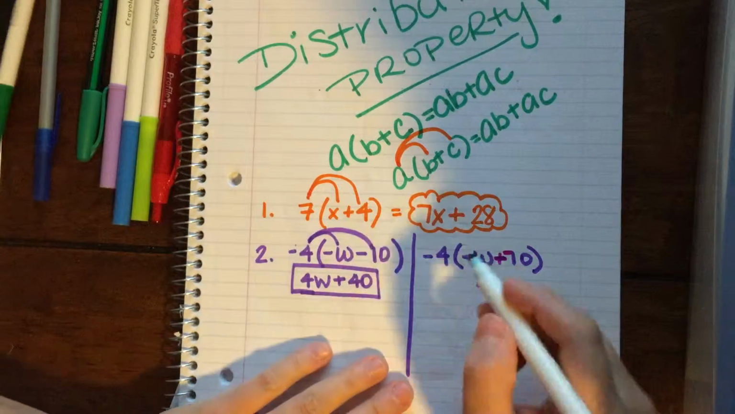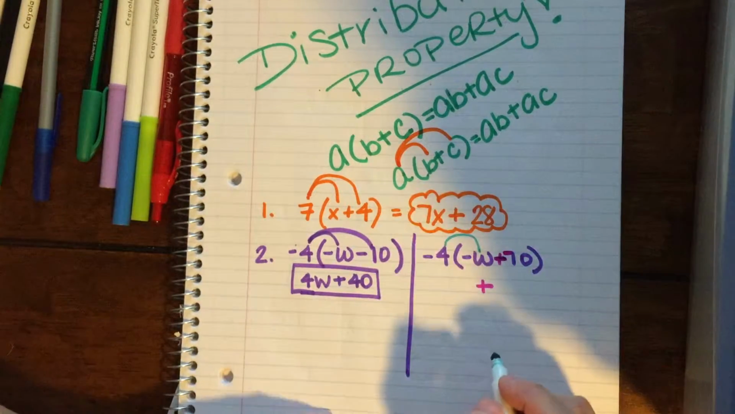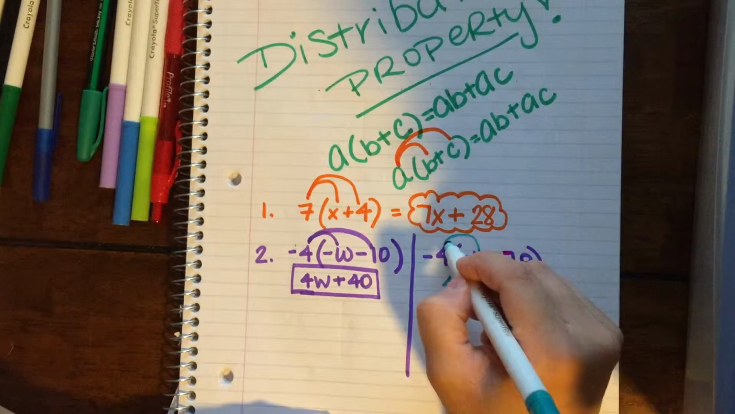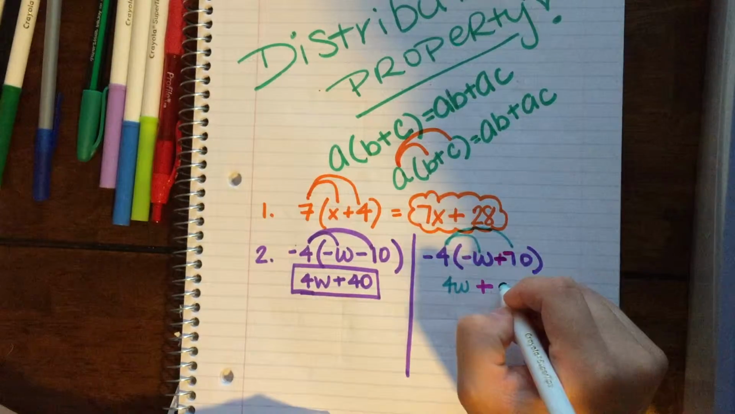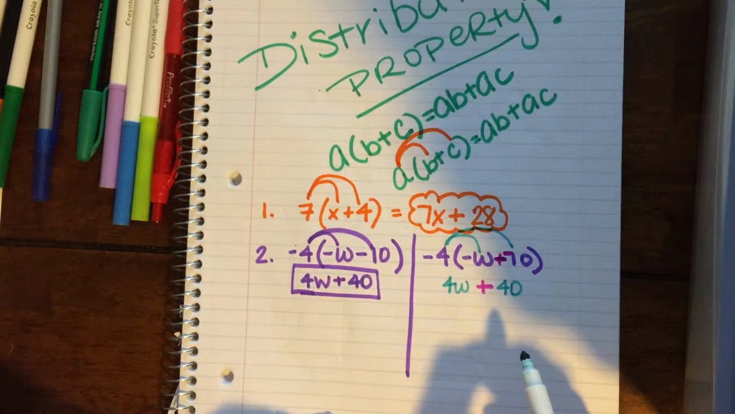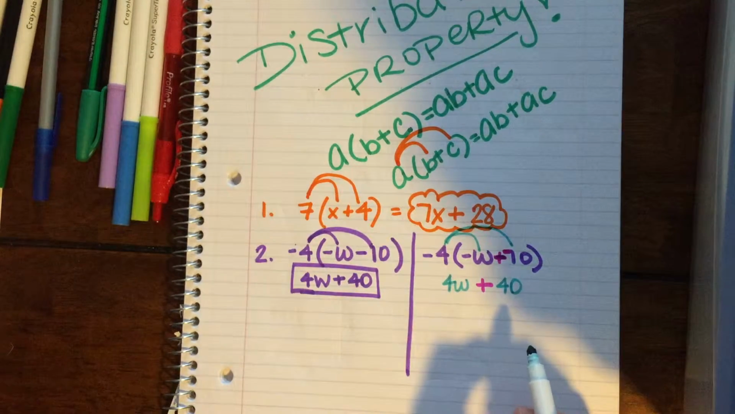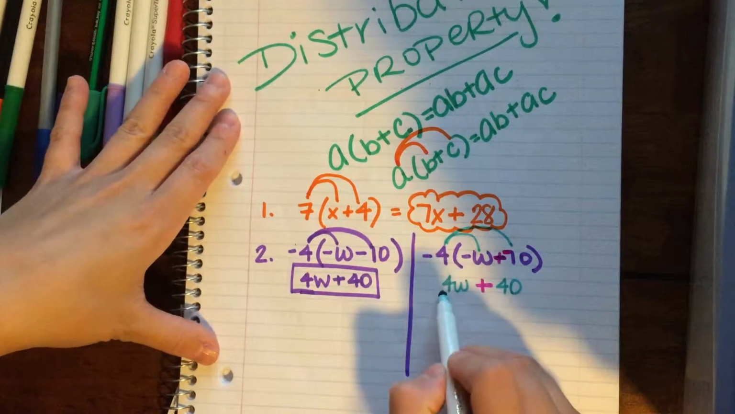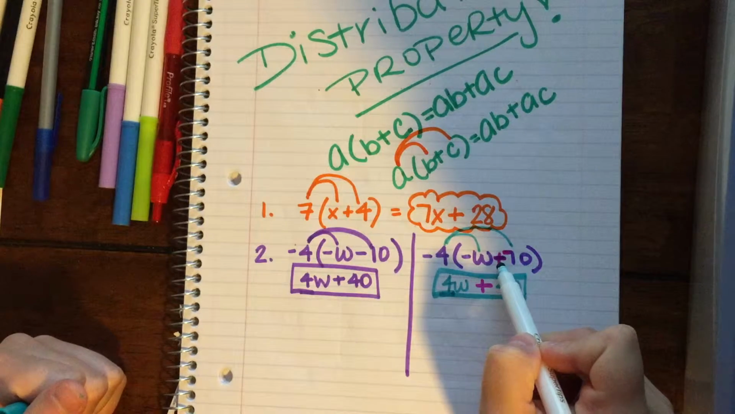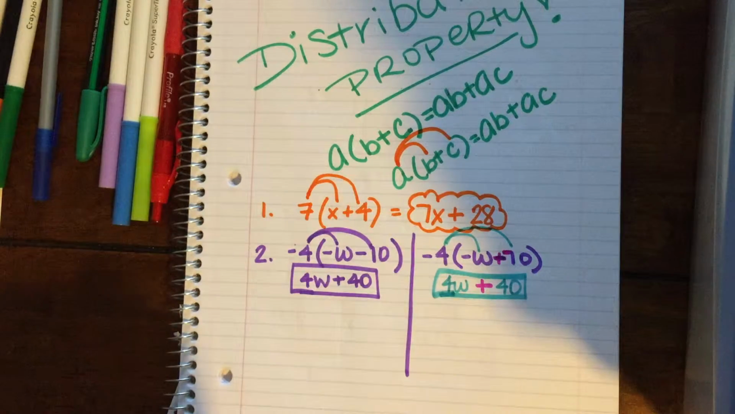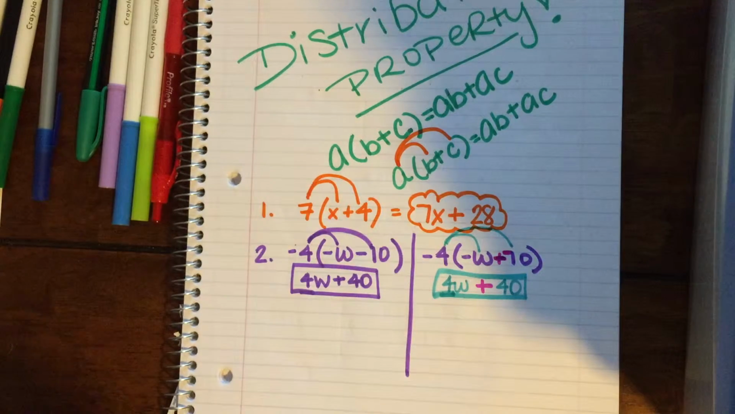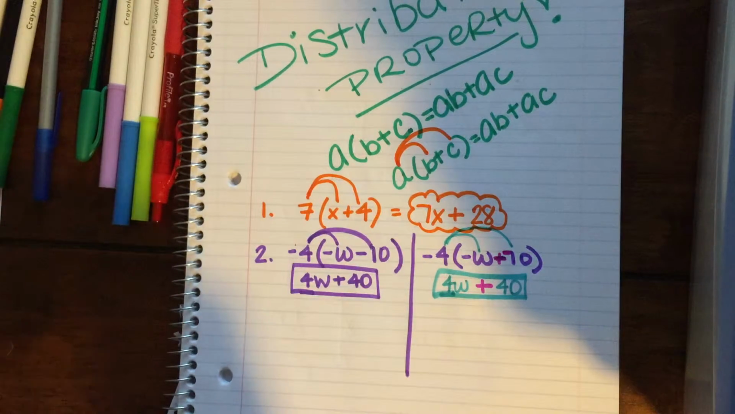So I will take -4 and multiply it by negative W and get 4W. And I will multiply -4 by negative 10 and have 40. And as you can see, it took the guessing work out of trying to figure out what my operation was. So we have the same answer. One way is with changing your operation and your sign, and one way is with just solving it without changing anything.